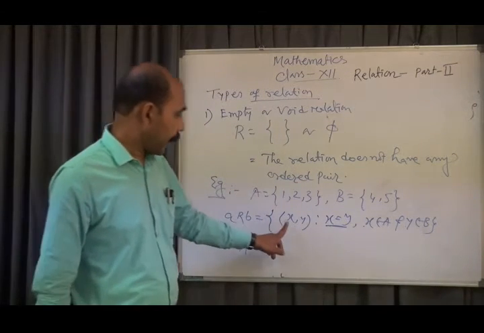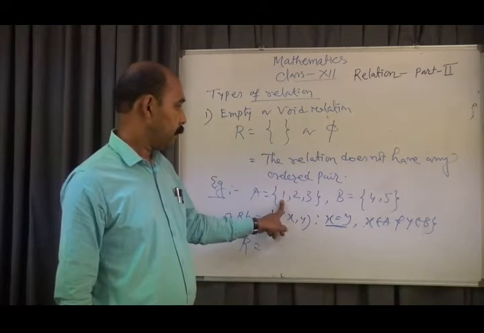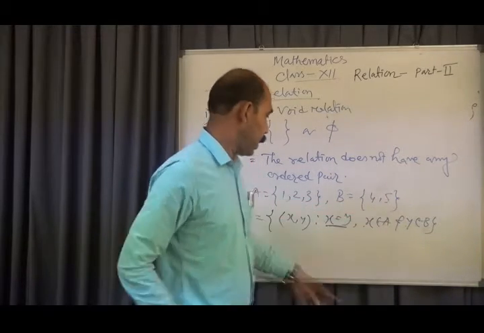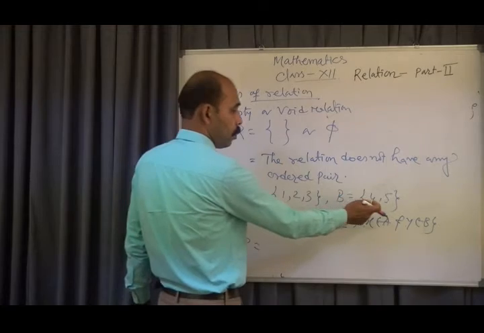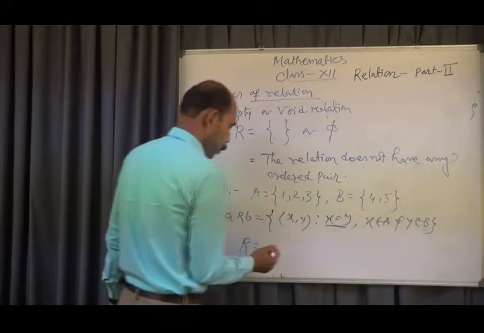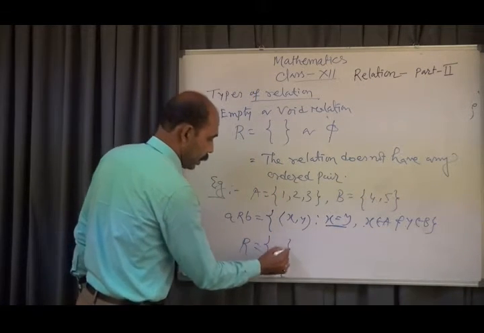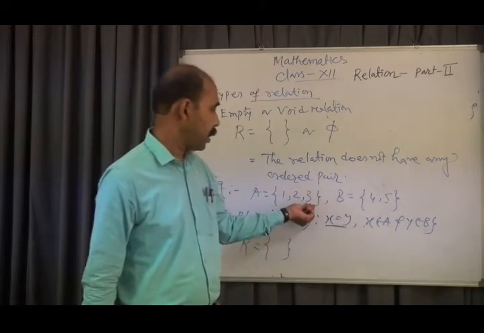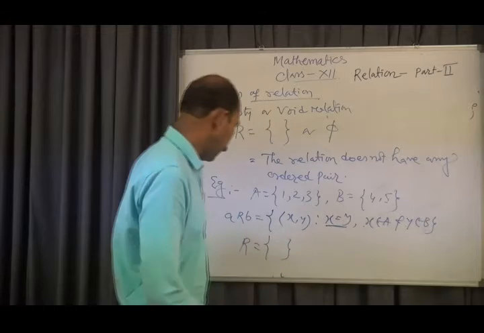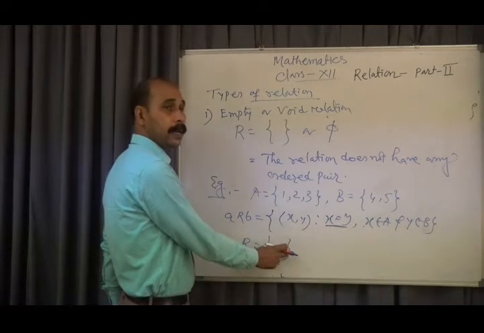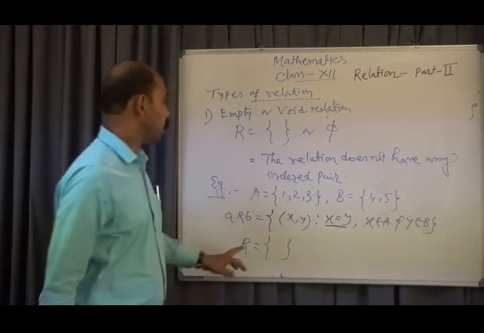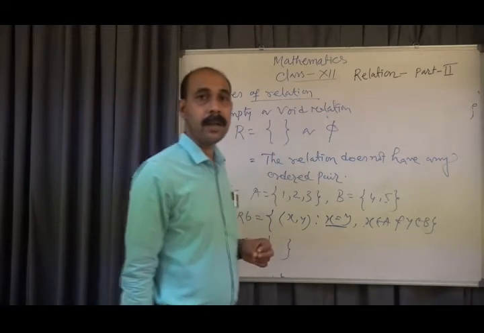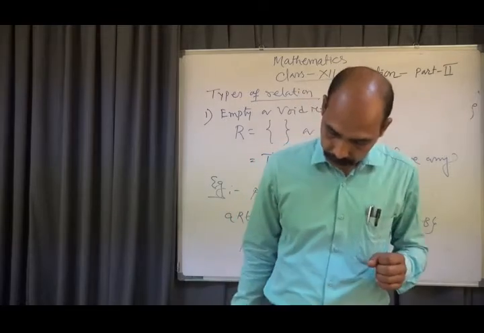Now, if I take x equals 1, so 1 equals 1. Here you see that there is no 1 in set B, so you cannot write any relation. If I take 2, there is no element 2. If I take 3, there is no element 3. That is, R equals the null set, there is no element. So this type of relation is called the empty relation or void relation.